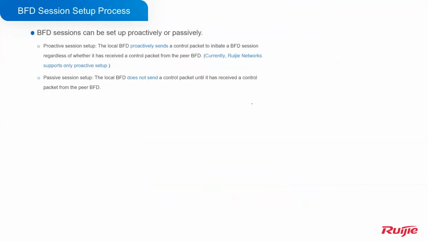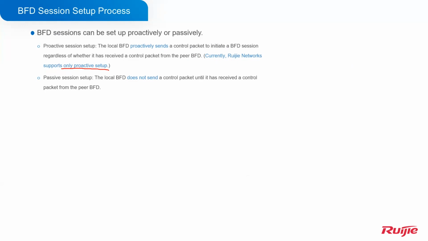Well, BFD sessions can be set up proactively or passively. So proactive or passive session setup modes are two different modes supported by OSPF. Let's see the difference between them. If we use a proactive session setup, the local BFD proactively sends a control packet to initiate a BFD session regardless of whether it has received a control packet from the peer BFD. And pay attention here, only proactive setup is supported on Ruijie networks devices currently.